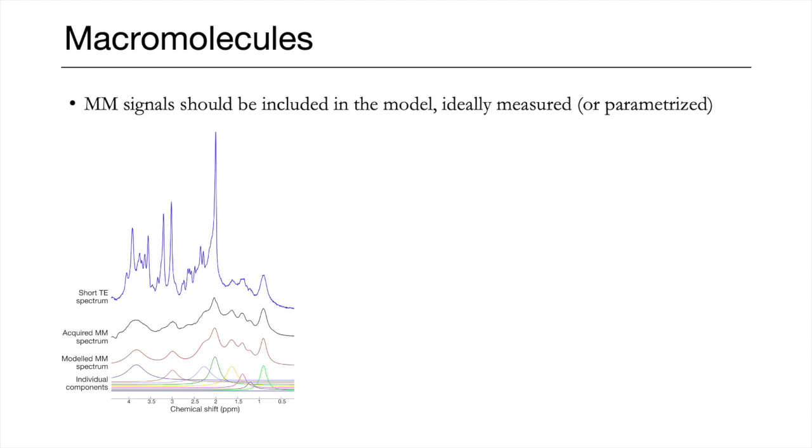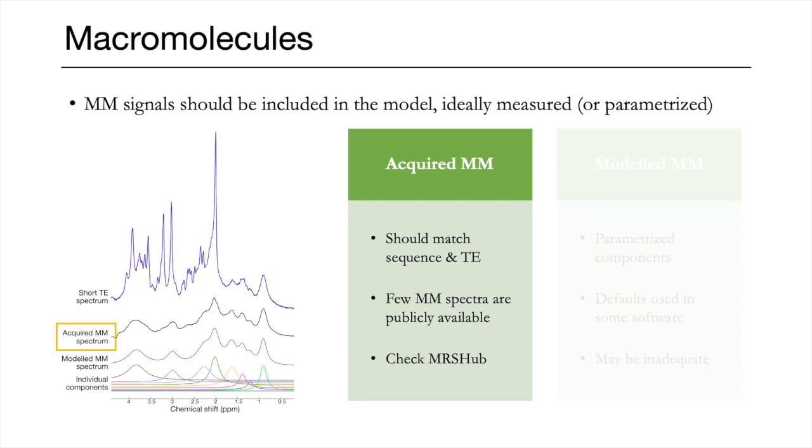As I just mentioned, macromolecule signals are broad signals underlying the sharp metabolite peaks, and they should be included in the model in one of two ways. Either as a basis function derived from a measured macromolecule spectrum, which should roughly match the sequence and the echo time, but these are difficult to measure and not commonly shared, so the consensus recommendation is that these are made publicly available in the future. Your best bet at this point is to check the MRS hub.